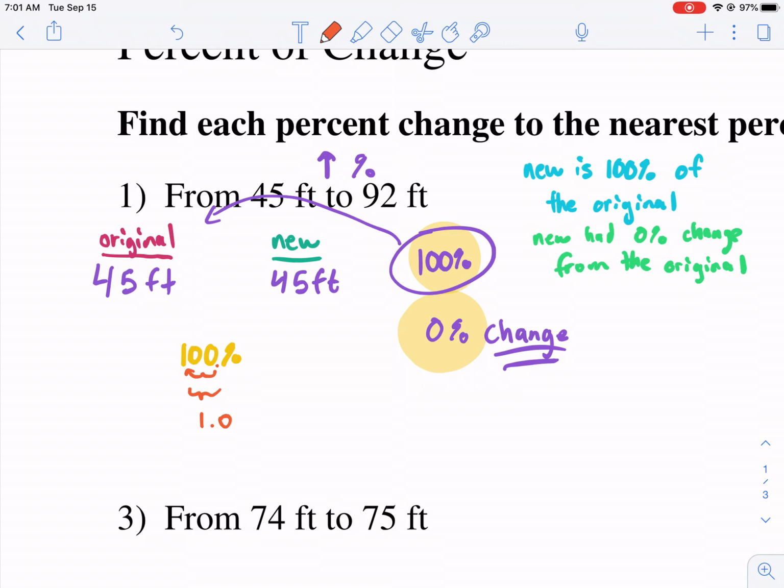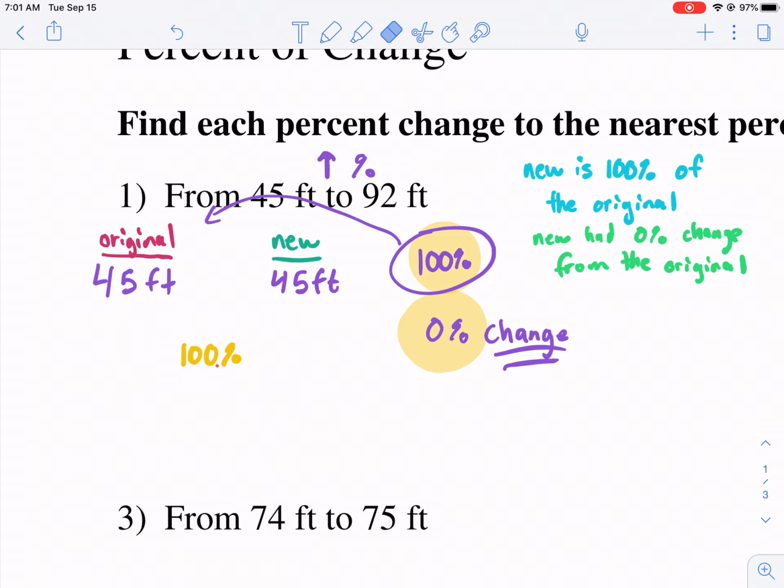Now, a way we can verify that when you go from 45 to 45 there's no change is you multiply by the percent. 45 times the decimal form of 100%, which is 1, is still 45. So if you multiply by 100%, it doesn't change. Multiply by 1, it doesn't change. That's one way to think of it. So pause this if you want to take these notes. I'm going to erase it.